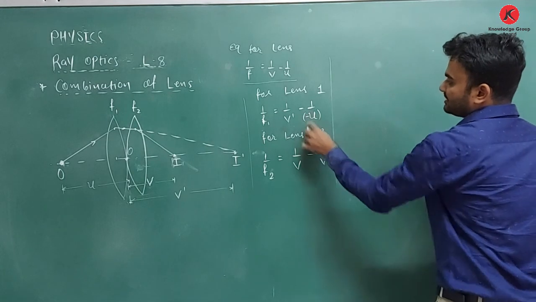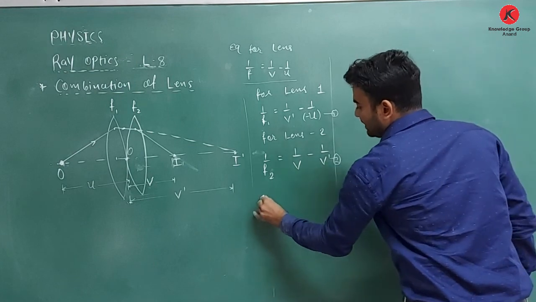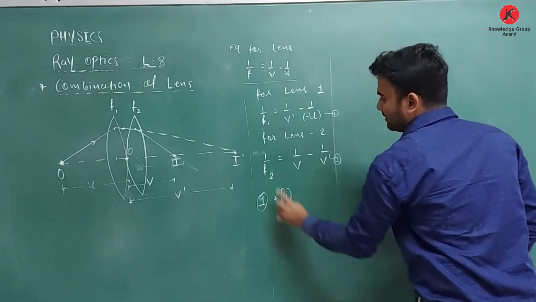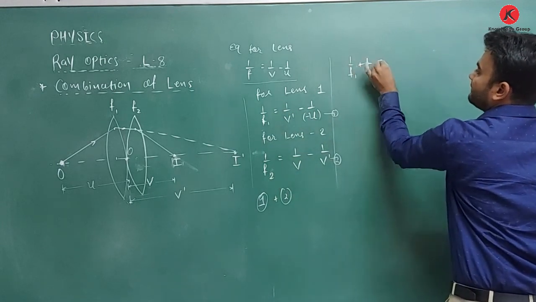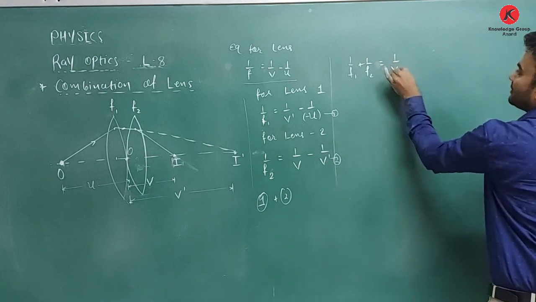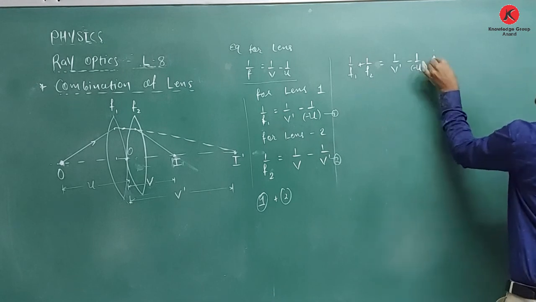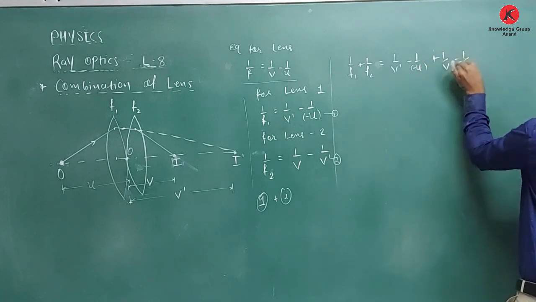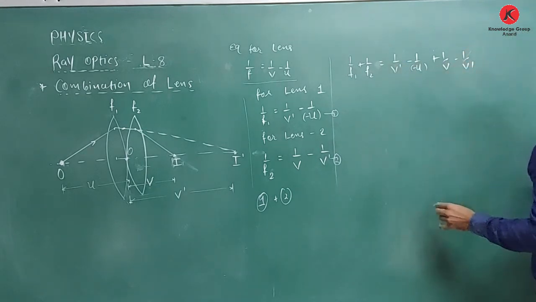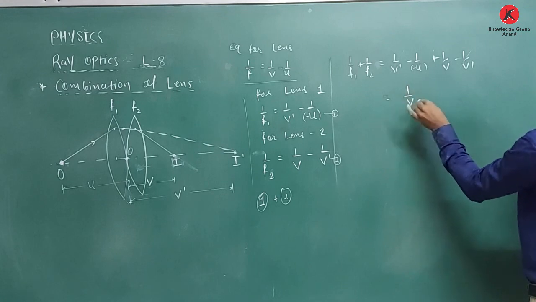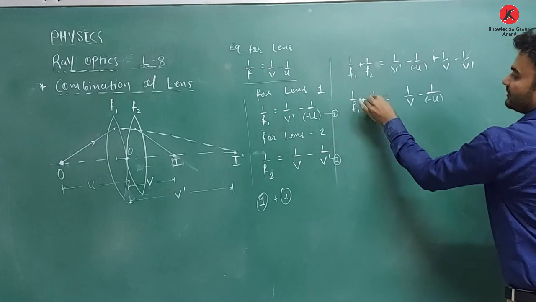Let us do the summation of both the equations, equation number 1 and equation number 2. So this side 1 upon f1 plus 1 upon f2 is equal to 1 upon v dash minus 1 upon minus u plus 1 upon v minus 1 upon v dash. So 1 upon v dash will be cancelled out. What is remaining? 1 upon v minus 1 upon minus u.